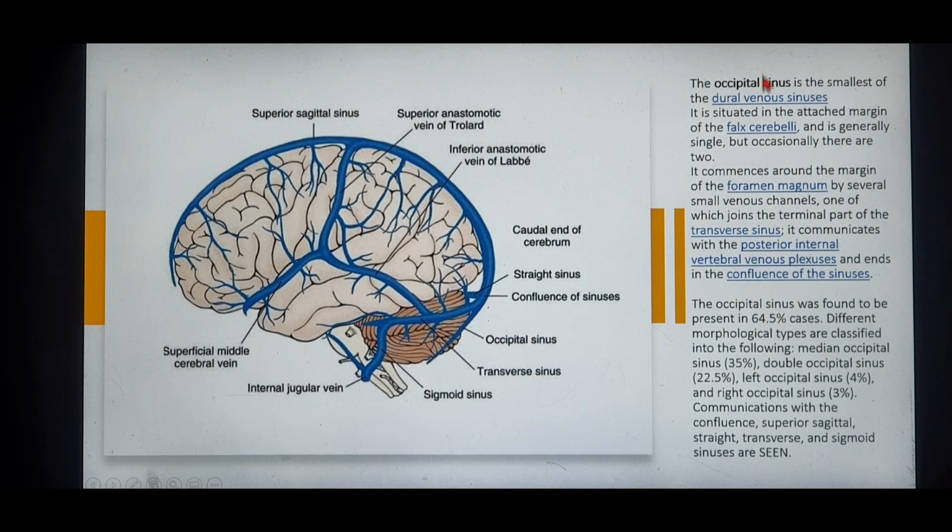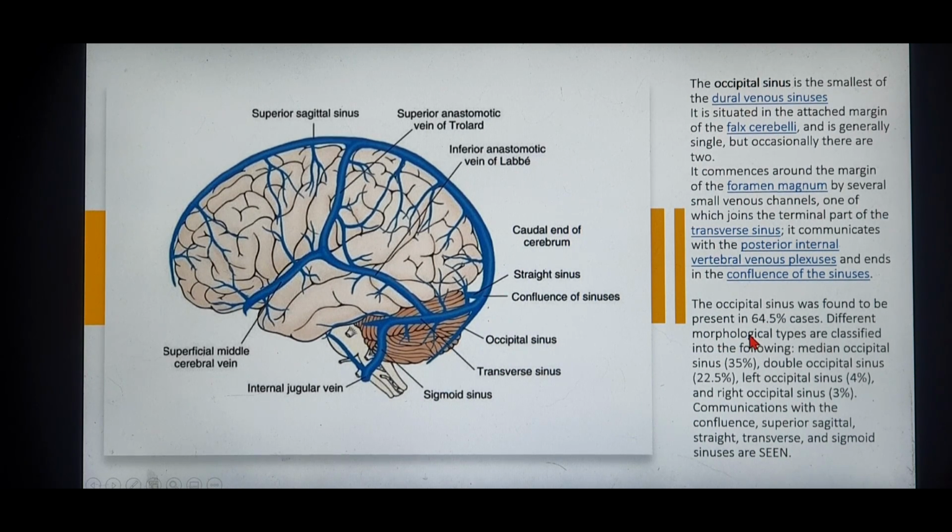Now the occipital sinus commences around the margin of the foramen magnum. Now you can see the foramen magnum, through which the spinal cord passes, somewhere in this area. It begins by several small venous channels, one of which joins the terminal part of the transverse sinus over here. It communicates with the posterior internal vertebral venous plexus and ends in the confluence of the sinuses right here.